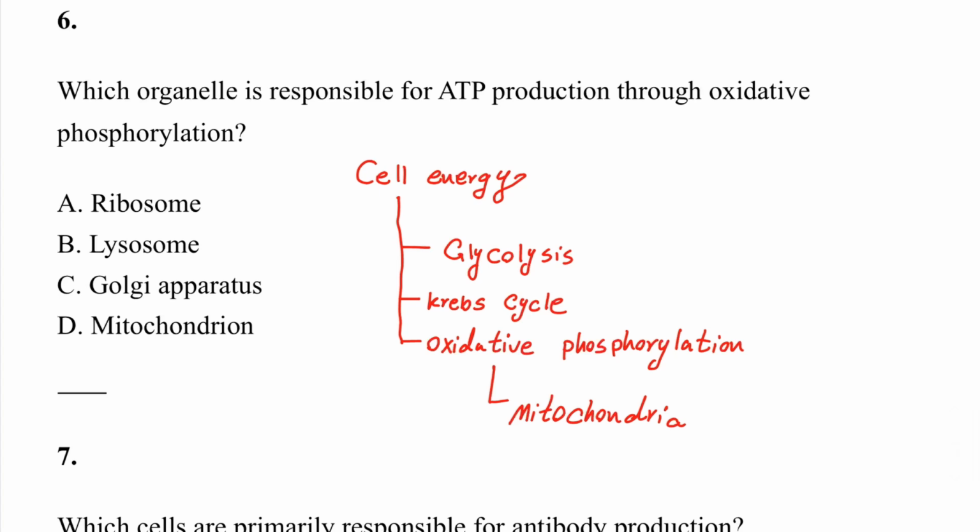While glycolysis produces a small amount of ATP, the majority is generated through oxidative phosphorylation. This process takes place in the inner membrane of the mitochondria. The electron transport chain creates a proton gradient which drives ATP synthesis. Because of this critical role, mitochondria are often called the powerhouse of the cell.